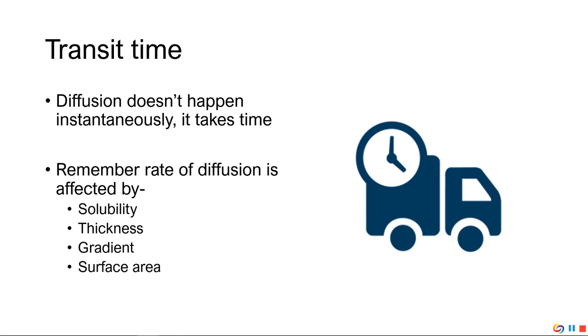The solubility, which is just dependent on the gas, and so it's different for every gas. Oxygen actually diffuses a little slower or has a more difficult time than carbon dioxide. The thickness of the membrane that it's got across the gradient between the high concentration and the low concentration, and then the surface area. More surface area means it's easier for diffusion to occur.